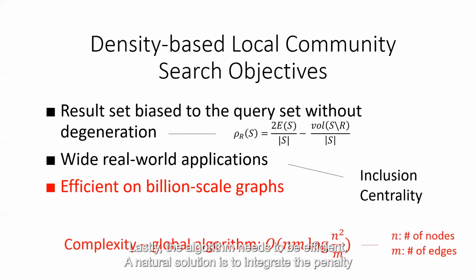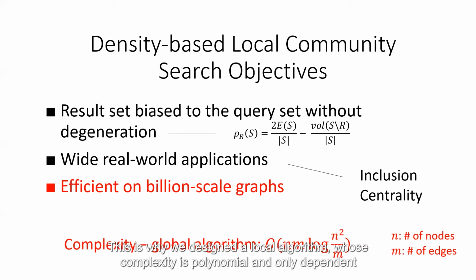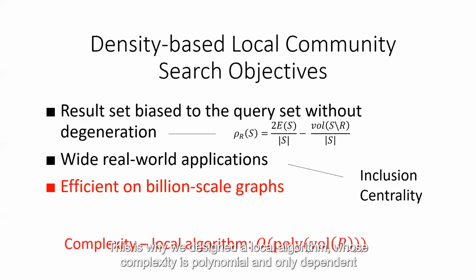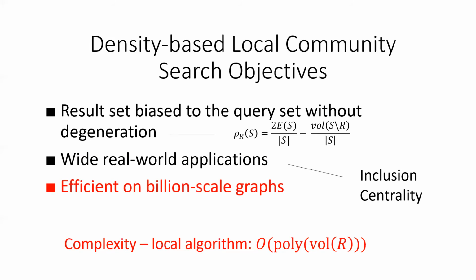The natural solution is to integrate the penalty term into the well-known densest subgraph algorithm, whose complexity is quadratic to the number of nodes or edges, which is not acceptable for billion-scale graphs. This is why we designed a local algorithm whose complexity is polynomial and only dependent on the volume of R, which is the first exact density-based local community detection algorithm.